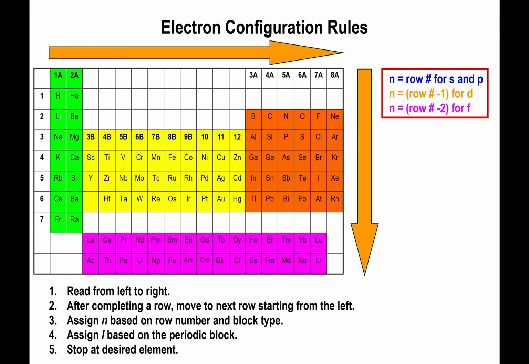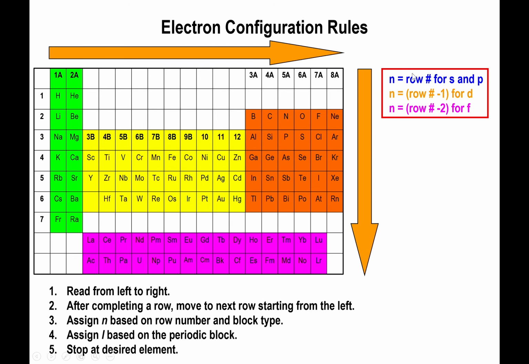Now, what I'm going to show you is kind of cool, and it utilizes a periodic table, maybe not to its fullest extent, but pretty well. The idea is that we're going to write out the electron configurations for the elements by simply reading the periodic table the same way we read a book. We're going to start from the uppermost part and read from left to right. We're going to finish one row, and then move on to the next row, and we're going to do this until we reach the element for which we're trying to come up with the electron configuration.